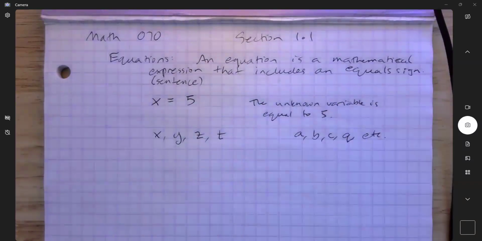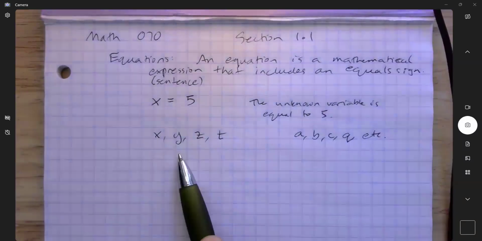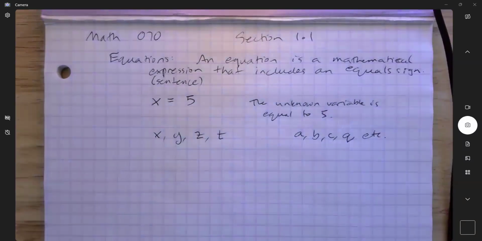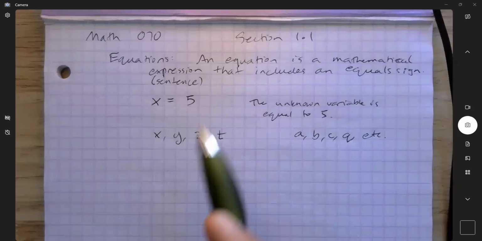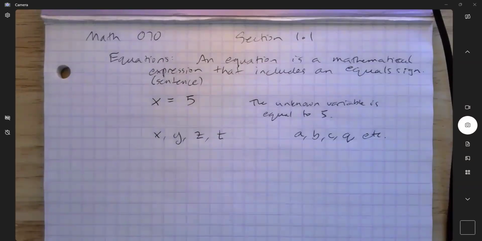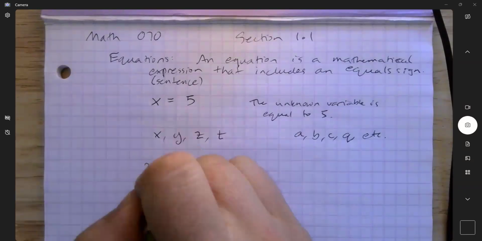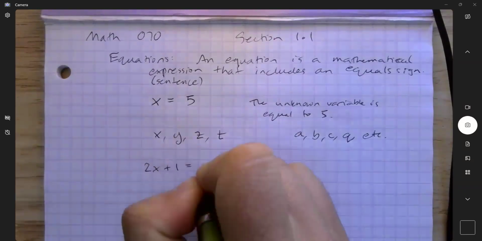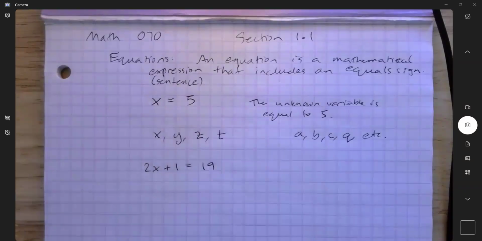So as you work through your homeworks, you're going to see a variety of different letters. I'll probably mostly stick with X when I'm working with an equation that has one unknown variable. So this is an example of an equation. Here's another one. It's a little more complicated. 2x plus 1 equals 19. If I were to say this in words, I would say you have an unknown variable. If you multiply it by 2 and you add 1, you get 19.